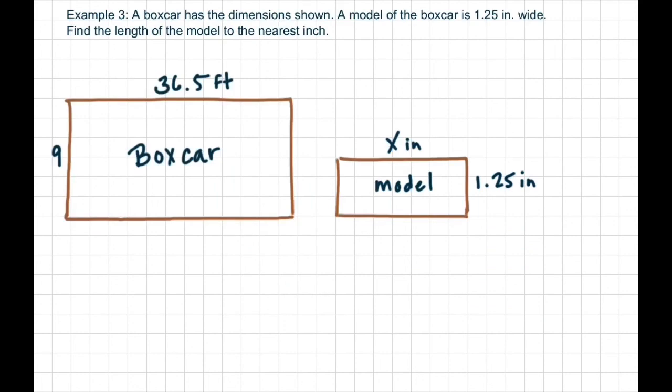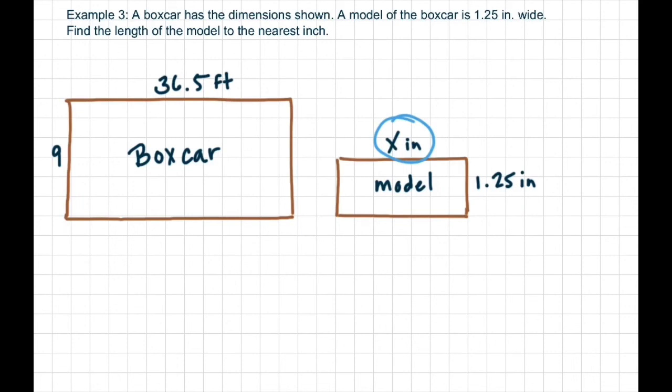Last example. Example 3 says a boxcar has the dimensions shown. A model of the boxcar is 1.25 inches wide, so I have to find the length of the model to the nearest inch. So in this last example, we can assume that the boxcar is similar to the model, or vice versa. The model is similar to the boxcar. So if that's the case, we set up proportions just like we did in the other problems. So I'm going to set up a proportion because I want to be able to find out what x is.